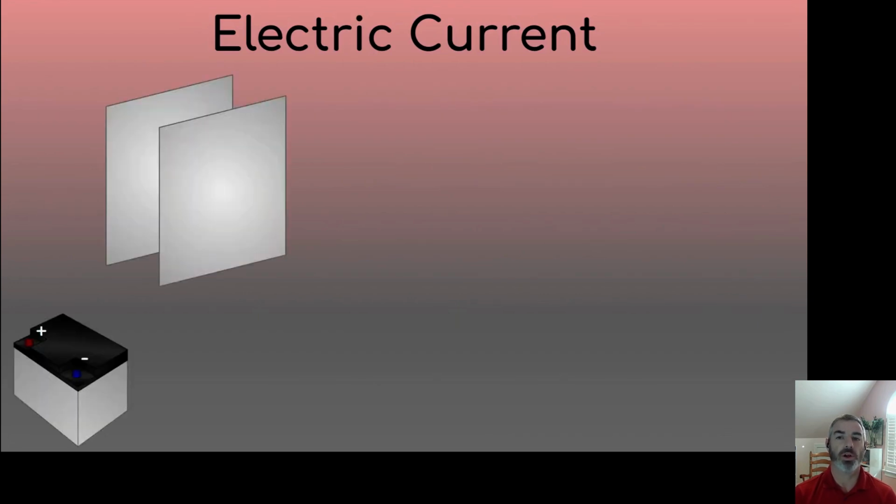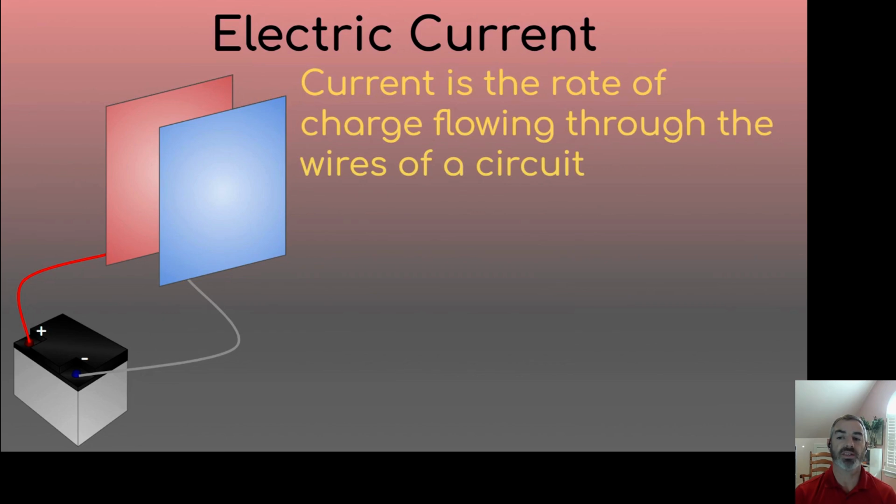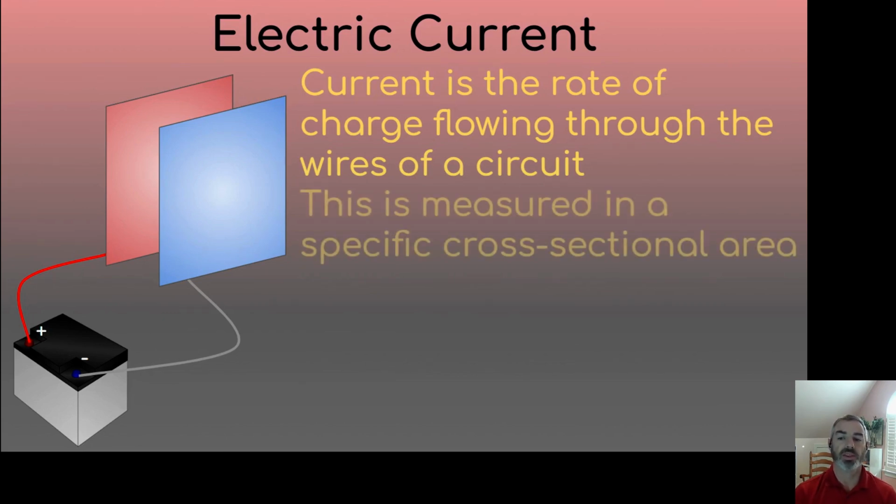So we're going to start with our parallel plate capacitor. We're going to hook a battery up to that capacitor, and we know that the charge is going to move off of the positive plate and through the battery to the negative plate. And the current is the rate of the charge that is flowing through the wires of a circuit. This is measured looking at a cross-sectional area, so any cross-sectional area.